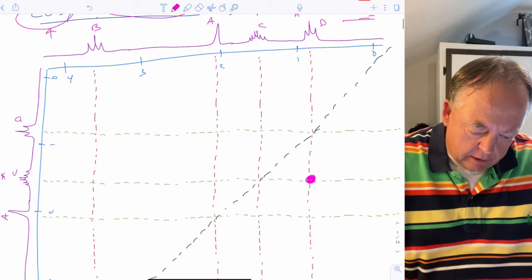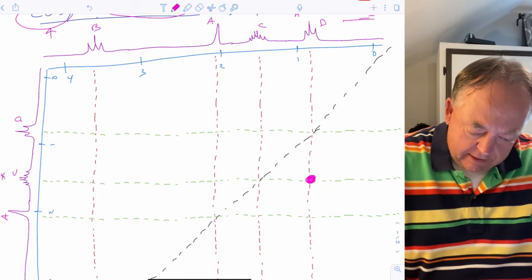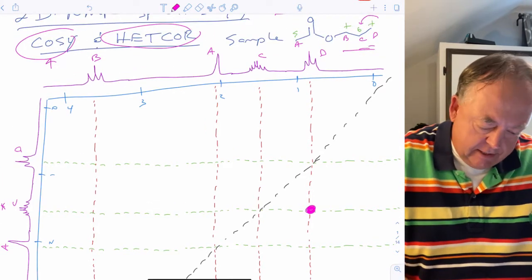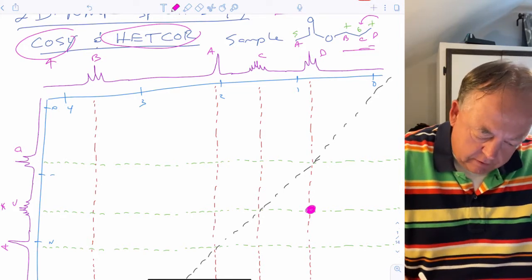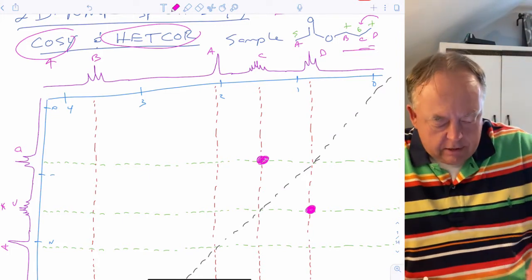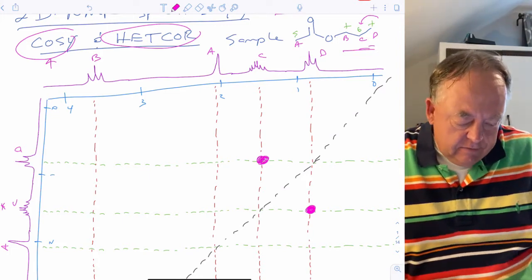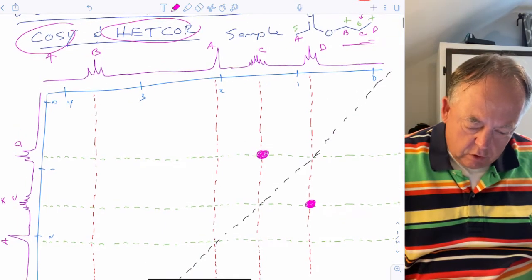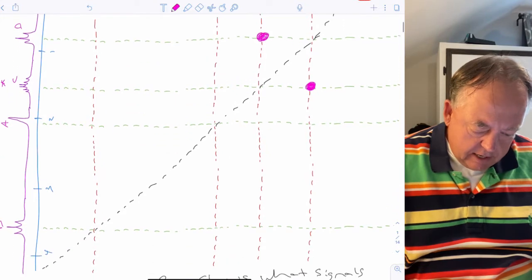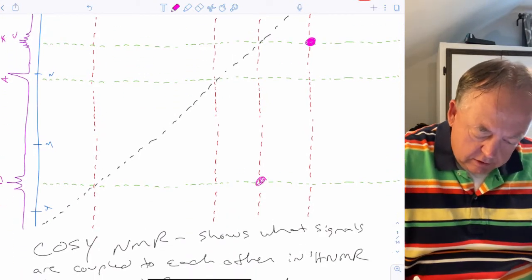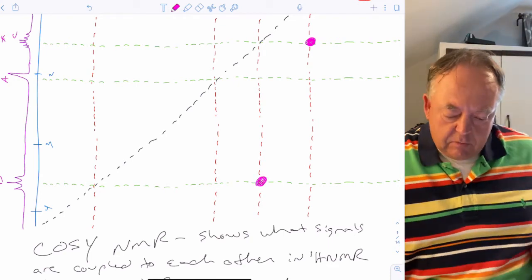And then similarly, why is C a sextet? C is a sextet because it's coupled to both B and D. So if we drop a vertical down from C, C is coupled to D, so we drop a vertical down and then go horizontal over to D. There would be a peak there. And then C is also coupled to B, so where's the signal for B? B is here. So there would be a signal there in the COSY spectrum.